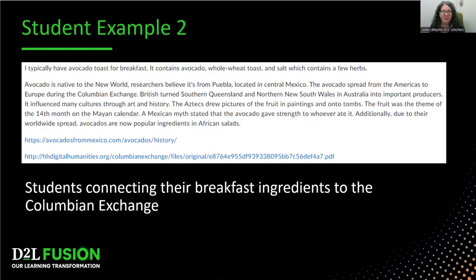Next, in modern world civilizations, I have students connect their breakfast foods to the Columbian Exchange so that they get a sense of the global impact their eating choices have. In this example, one of my Japanese students describes her entire avocado toast ingredient list. I've included the part she wrote about the avocado originating in Mexico and traveling with the British to Australia, then gaining popularity in Africa.